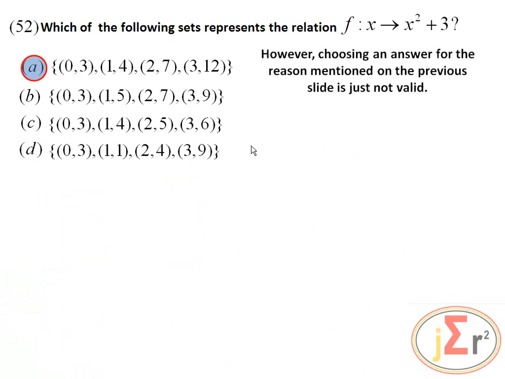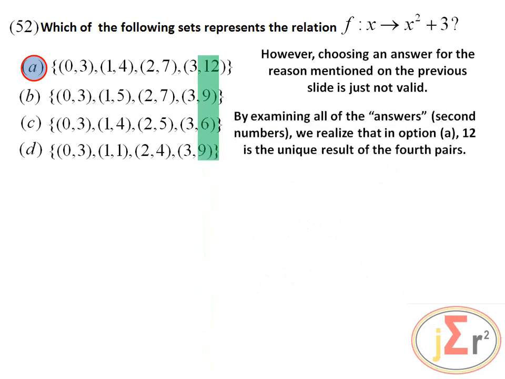However, choosing an answer for the reason mentioned on the previous slide is just not valid. It is not valid to imagine that the examiners will not want us to waste too much time and indicate that option A is correct, in order that as soon as we check the first one, we see that it is correct and we move merrily to number 53. That is not a valid enough reason.